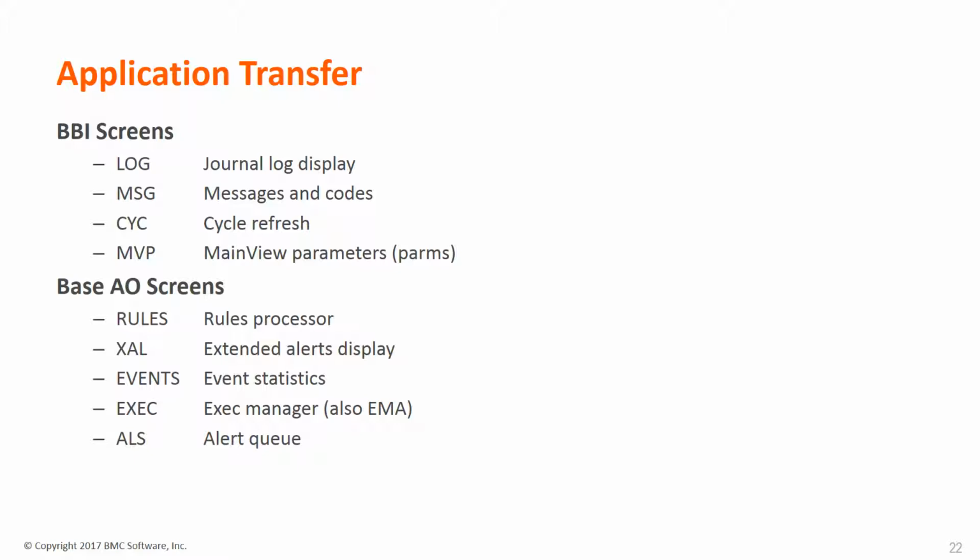Now within AutoOPERATOR, there are a few different screens that get used quite a bit. You can type in RULES to go directly to the rules processor, XAL to see the extended alerts display. If you type in EVENTS, you'll see the event activity statistics. If you type EXEC, you'll go directly to the exec manager, and ALS will take you to the alerts queue display.